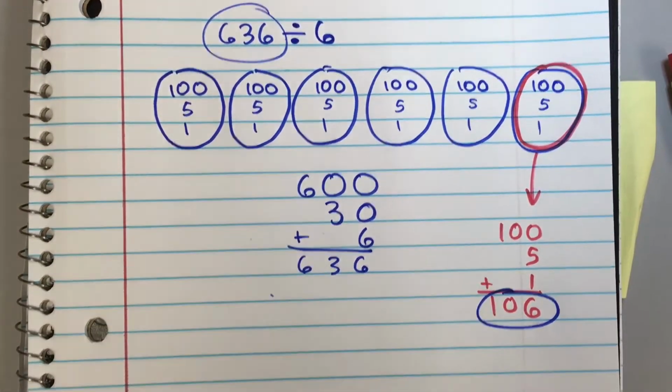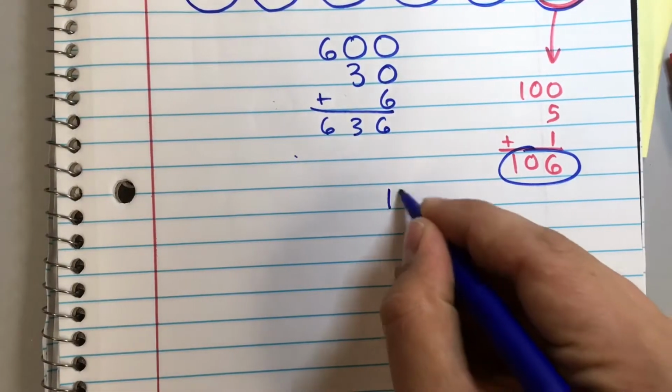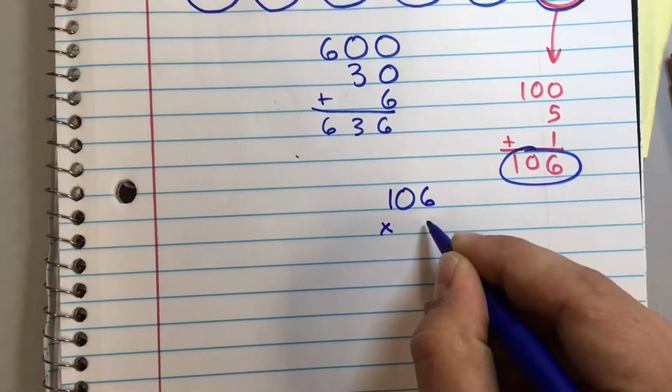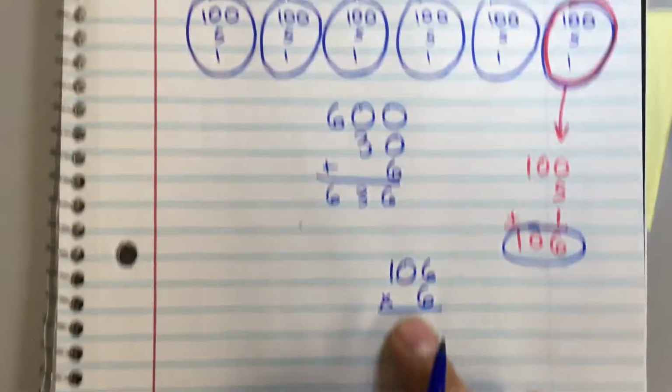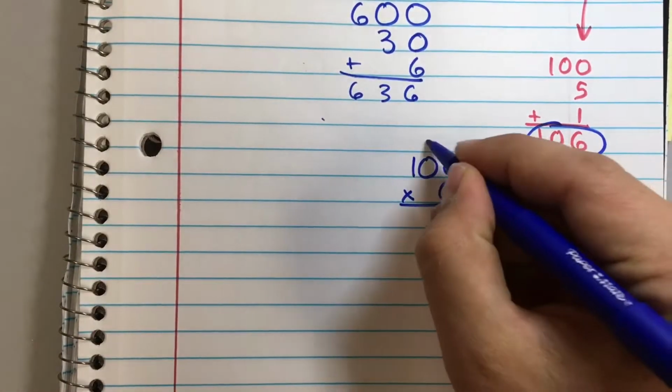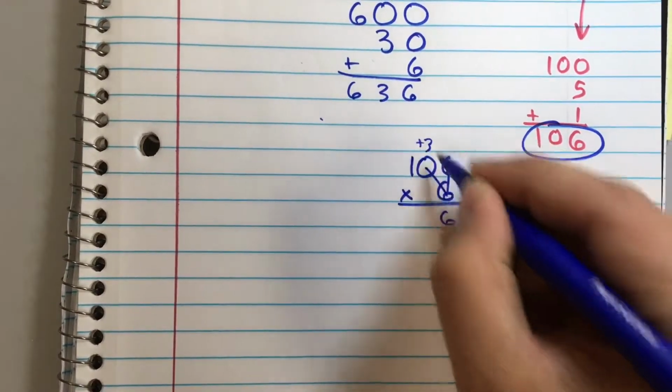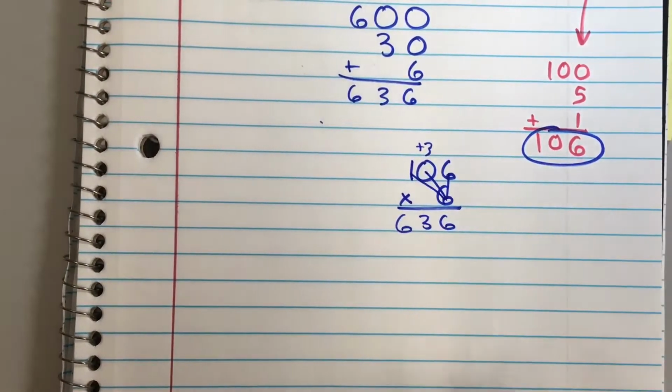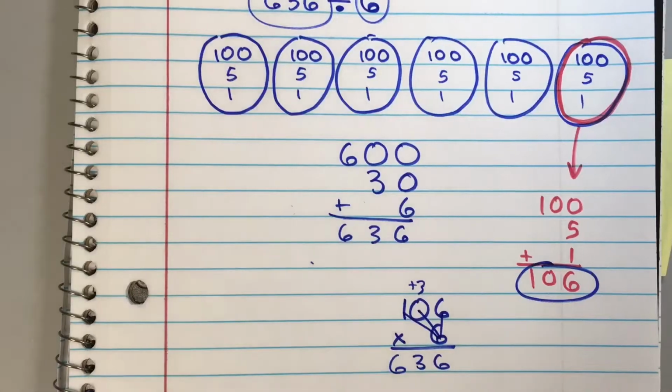Okay? Last check. Take your quotient, multiply it by your divisor, which you find here, and you're going to get the same answer as before. 636.